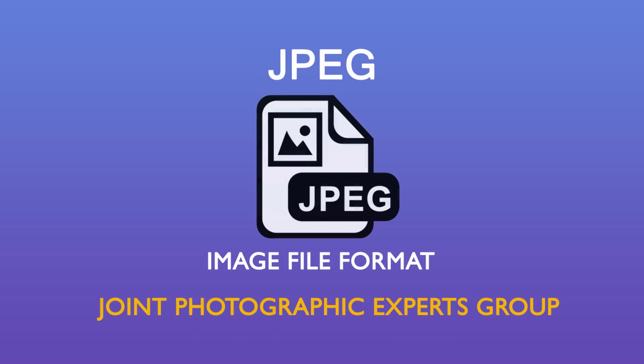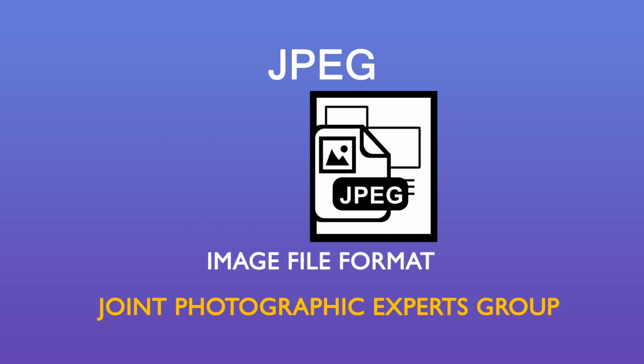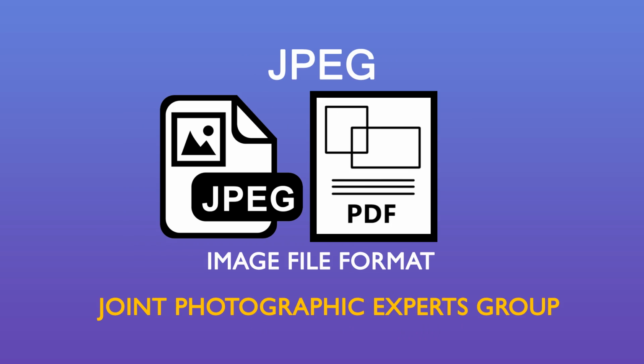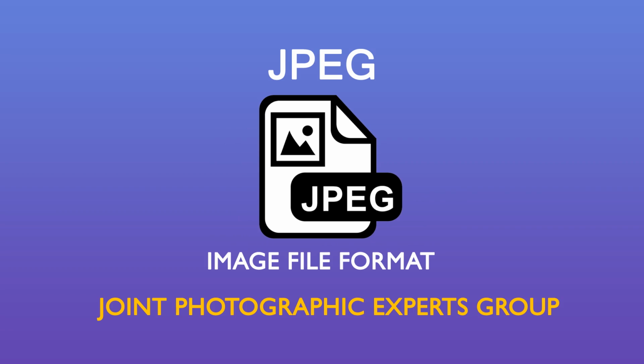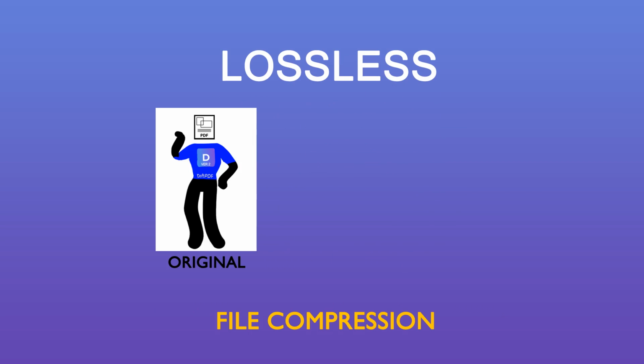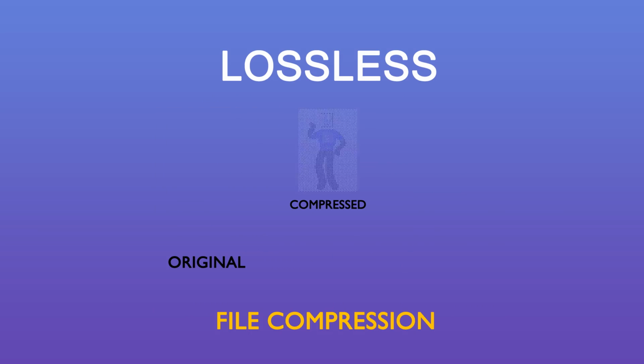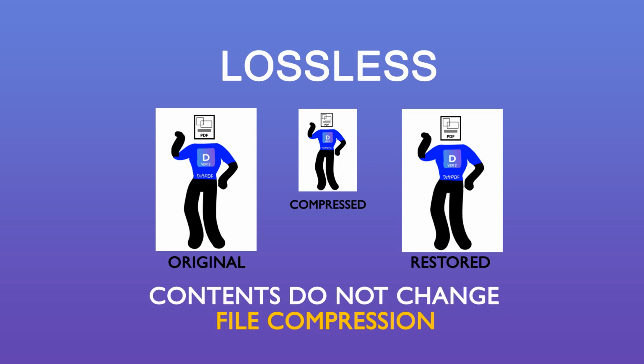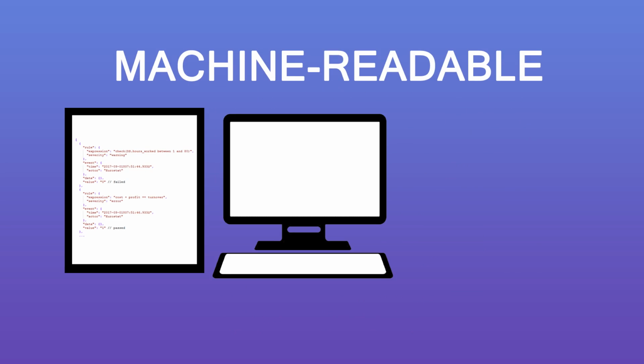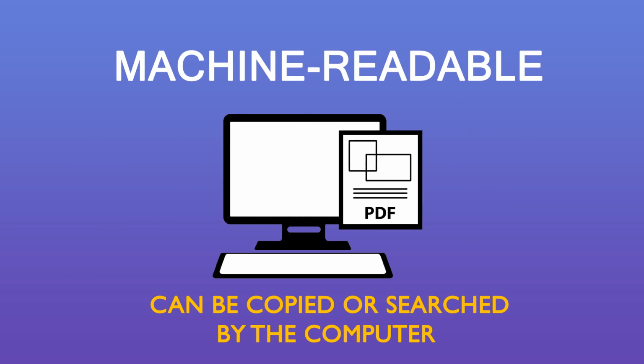JPEG. The most common image file format. This can be inserted in a PDF or converted to a PDF using the JPEG to PDF tool from DeftPDF. Lossless. Images or contents do not change even if the file is compressed. Machine-readable. Document is made with a computer, therefore the content can be copied or searched by the computer.